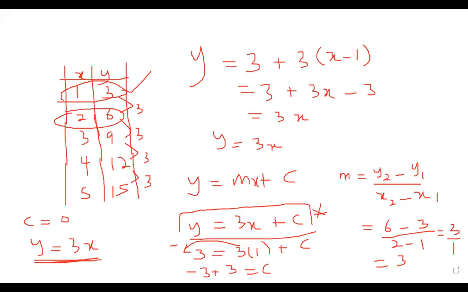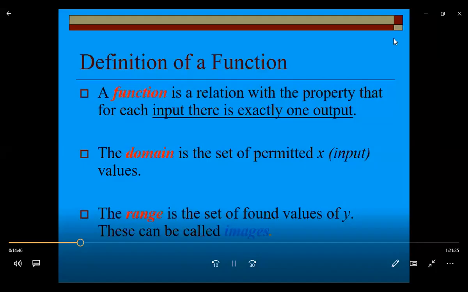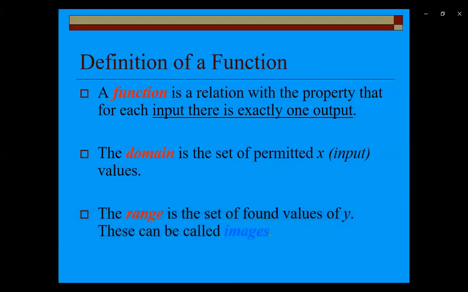Okay, let's move on. The property that each input has exactly one output. Okay, and the first thing that comes into mind when we talk about relation is a link between two things.